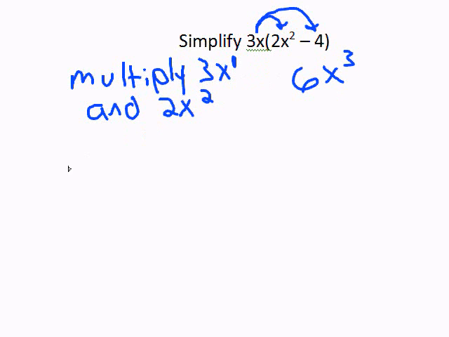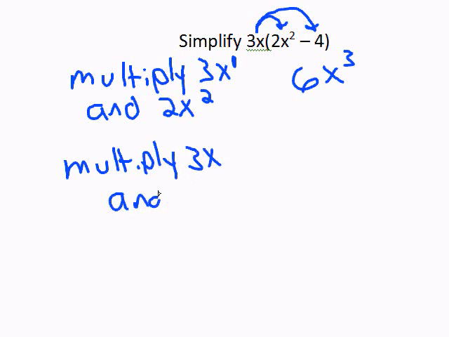Then we distribute, or rather multiply, the 3x and the negative 4. 3x times negative 4 gives us negative 12x. So again, we took the 3x and distributed the 3x, or multiplied the 3x, by both terms inside of the parentheses.